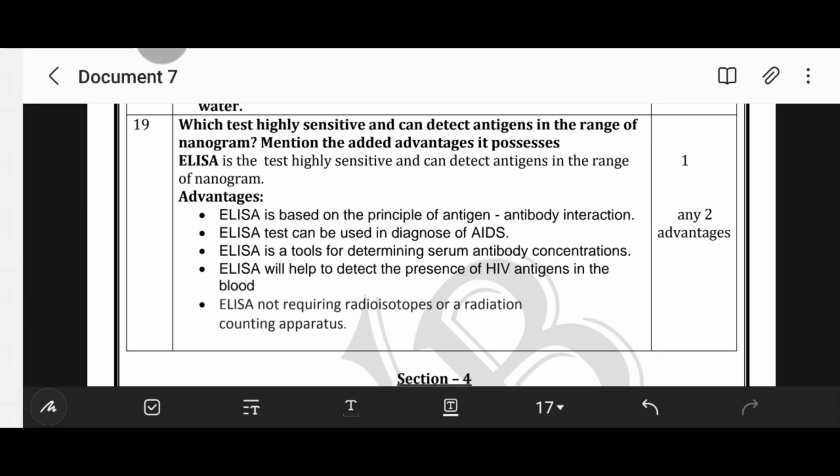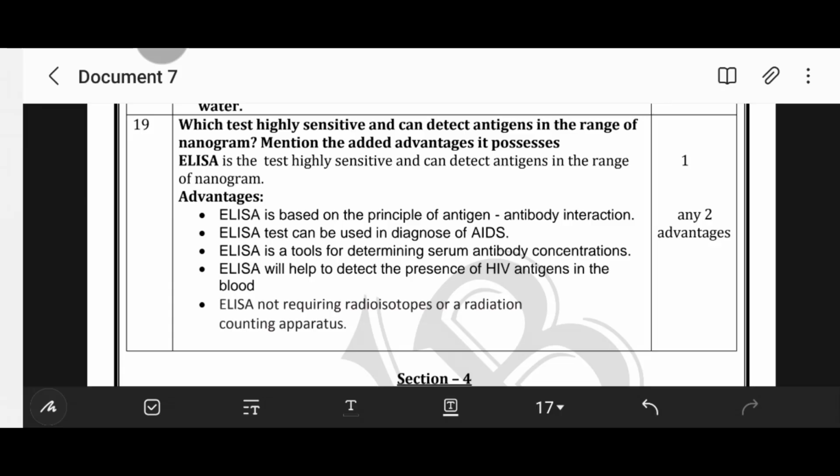ELISA is based on the principle of antigen-antibody interaction. The ELISA test can be used to diagnose AIDS. ELISA is a tool for determining serum antibody concentration. ELISA will help to detect the presence of HIV antigen in the blood. So these are some advantages, but we have some added advantages in the book lines.